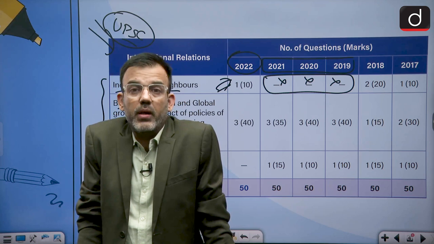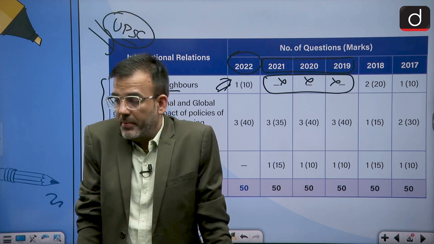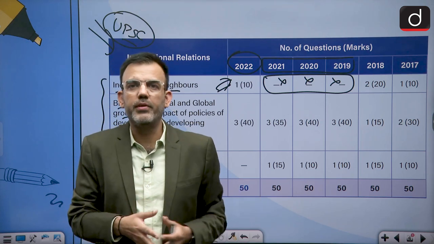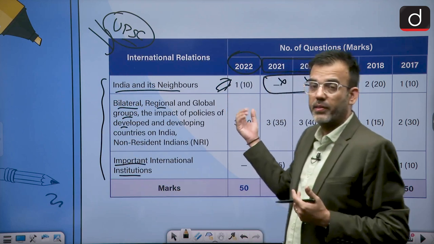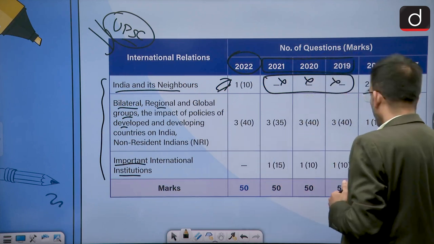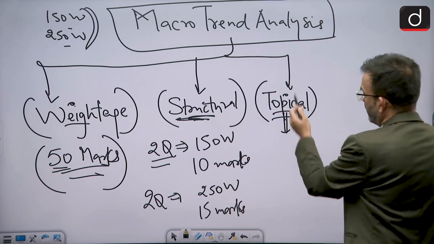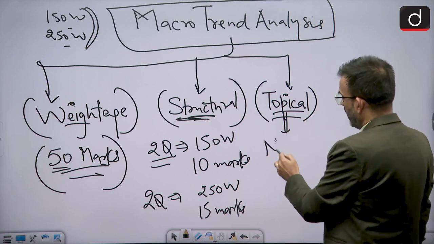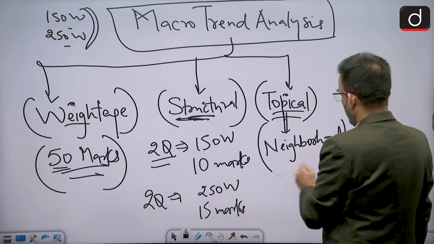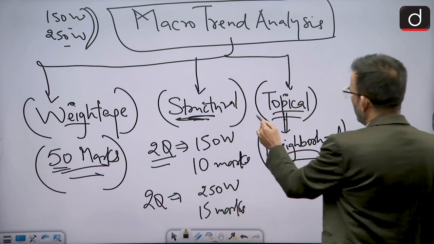We cannot forget this. If in a country's foreign policy there is a clear-cut indication that we are giving prime importance to our neighbors, then you cannot skip this, and you should give proper and due importance to this neighborhood. So, that's also one aspect. And when we are discussing this topical transformation or analysis, we can say that neighborhood has again gained prominence in this year's exam. So, this is one big change, otherwise it's the same.